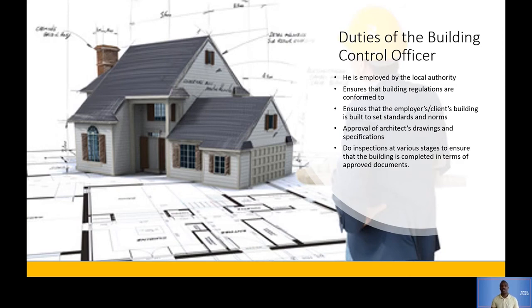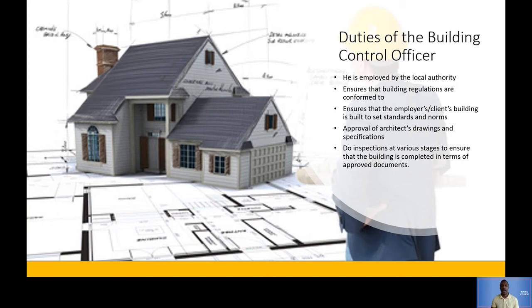He also approves the architect's drawings and specifications, because remember, the building control officer knows the regulations of that land. So when the architect brings the drawing, the building control officer can say, I see that your roof is not green, so please go and redesign and make your roof green. Okay, so he does that. Once the architect makes the roof green, he then approves it as a building control officer.